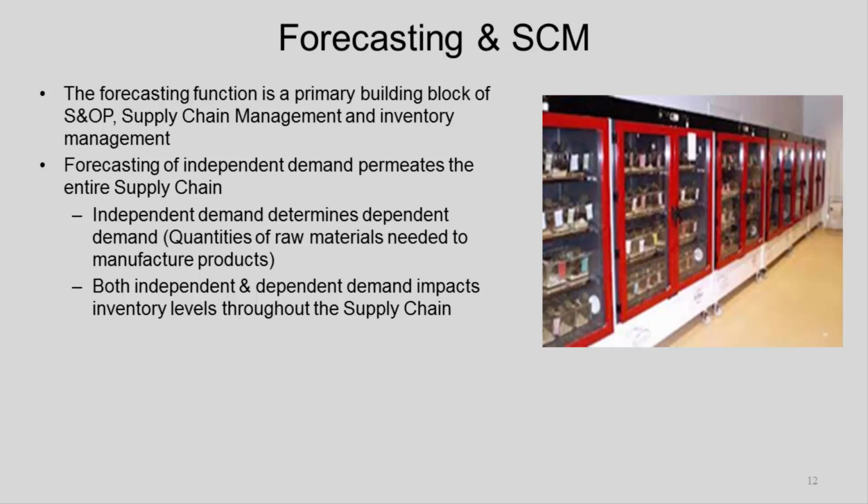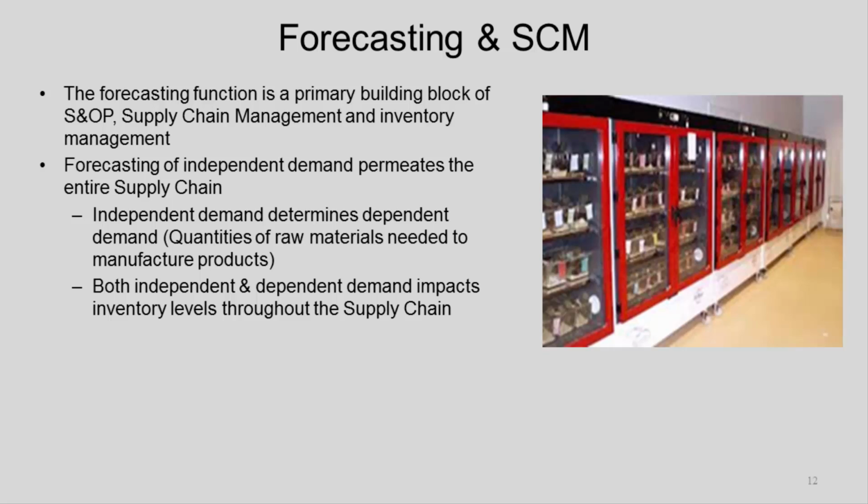So let's integrate a little further forecasting and supply chain management. Primary building block, we already said that, of sales and operations planning, supply chain management, and inventory management. If you were to make a Venn diagram, those concentric circles that you sometimes see of S&OP, supply chain management, and inventory management, forecasting would be right in the middle. That would be that common ground because it really does resonate out from the center and impact these areas.